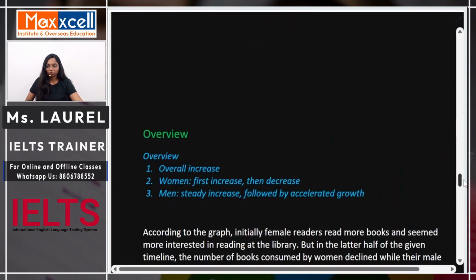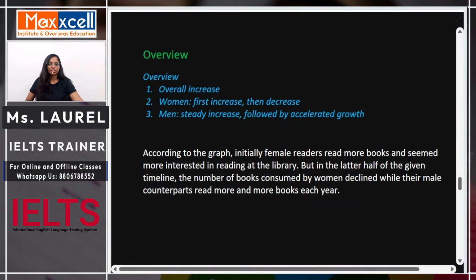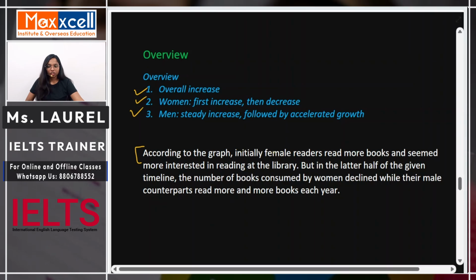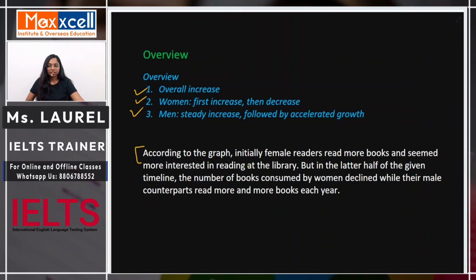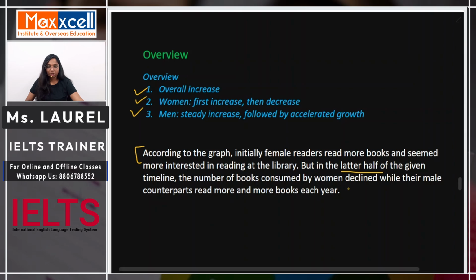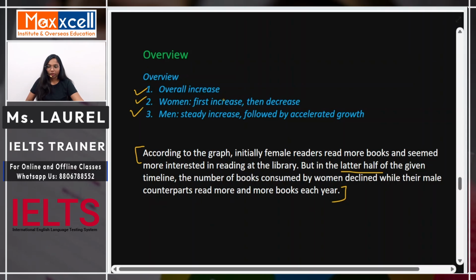Moving on to the overview paragraph, here we can see these were the pointers that we had looked at: overall increase, women and men. These were the few points we had taken for our overview planning, and now we are going to execute this plan. According to the graph, initially female readers read more books and seemed more interested in reading at the library, but in the latter half of the given timeline, the number of books consumed by women declined, while their male counterparts read more and more books each year. Here you can see we have covered all 3 points.